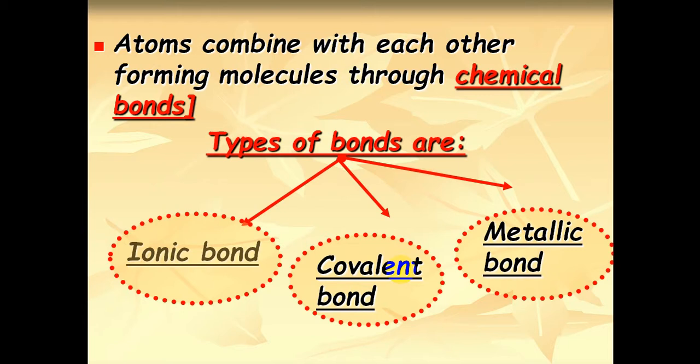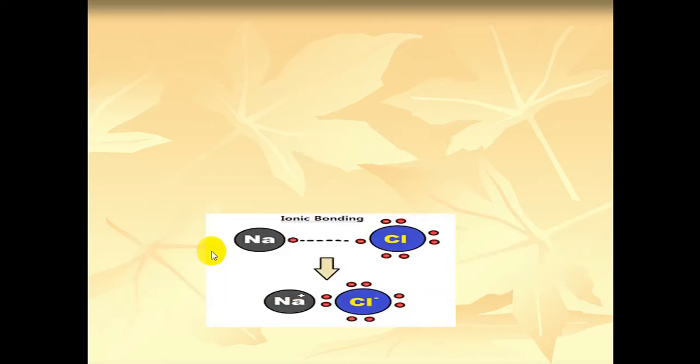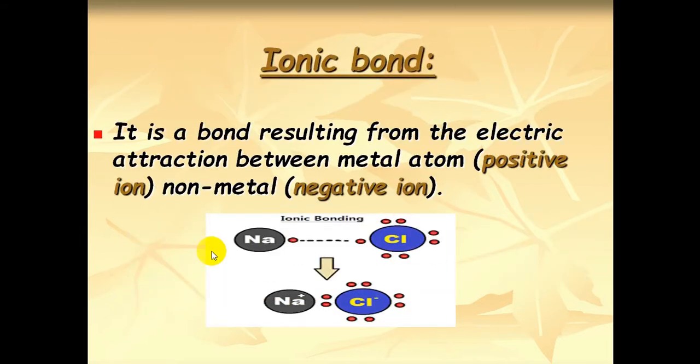How many kinds of chemical bonds? We have three main types of bonds: ionic bonds, covalent bonds, and metallic bonds. In this video we will speak only about the ionic bonds. Okay, so let's start. An ionic bond is a bond resulting from the electric attraction between a metal atom's positive ion and the non-metal negative ion.